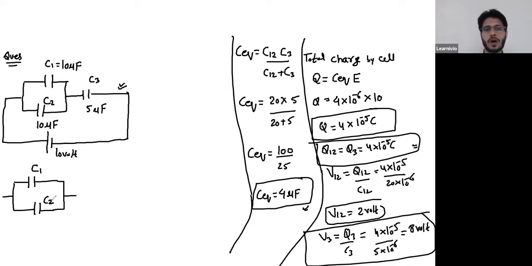C1 and C2 are connected in parallel, and the voltage across them is V1. So we have calculated C12. Now we will break C12 into two capacitors, C1 and C2. C1 and C2 are in parallel, so the voltage across both the capacitors would be the same. V12 is 2 volt. That means the voltage across each of the individual capacitors is 2 volt. You can write this as V1 is equal to V2 is 2 volt.